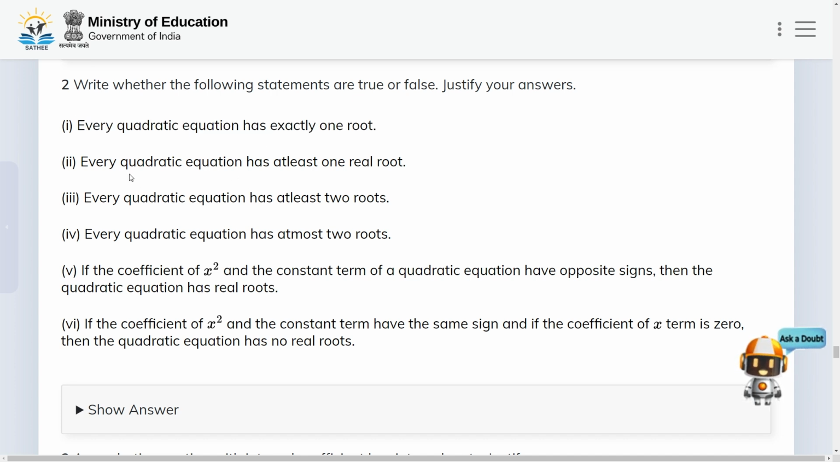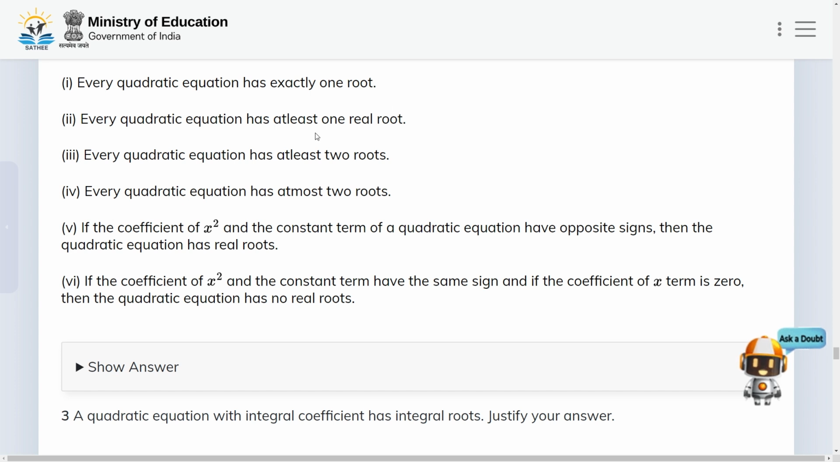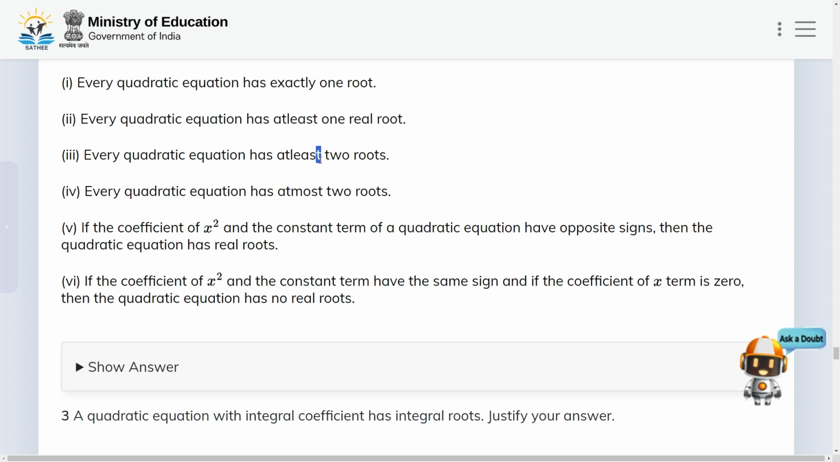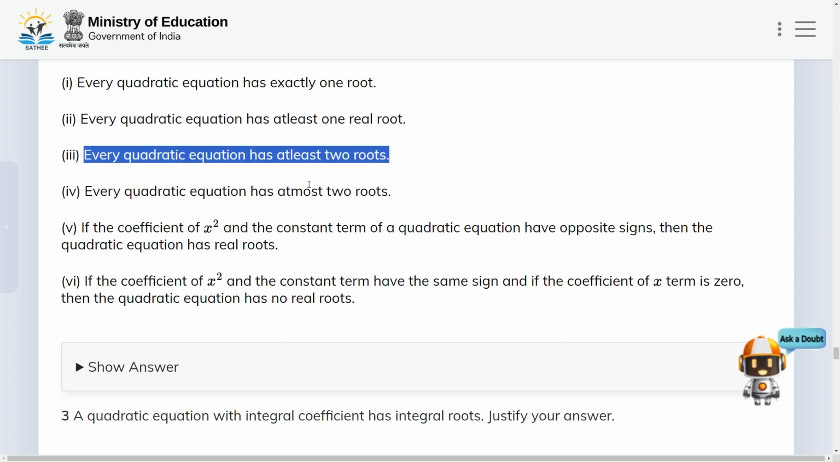Now the second statement: every quadratic equation has at least one real root. No, this is not necessary, because there are some quadratic equations that actually have no real roots. When the discriminant is less than 0, the quadratic equation has no real roots. So this statement is also false. In the third one: every quadratic equation has at least two roots. This is also false. At least two roots is not enough. Sometimes we get no real roots.